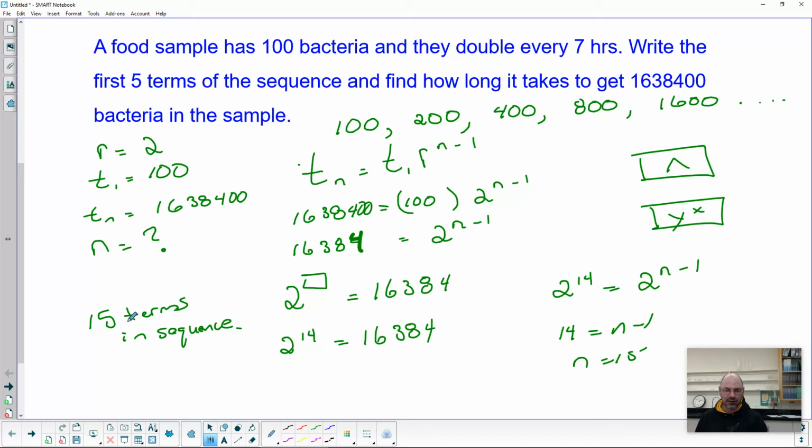So in 15 terms, it's going to double 14 times, because that first term is there. Okay, so basically the 14 that we found is what we're looking for. So if it's going to double 14 times, it's going to be 7 hours to double times 14 doubles. And that's going to give us 7 times 14. That's going to give us 96. No, 98, can't read here. 98 hours to double.